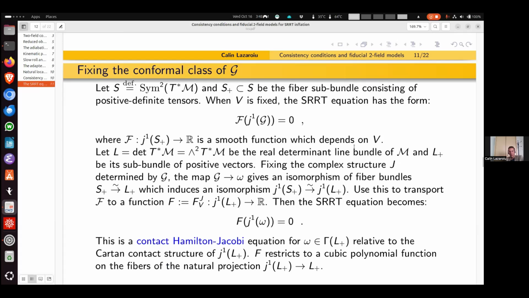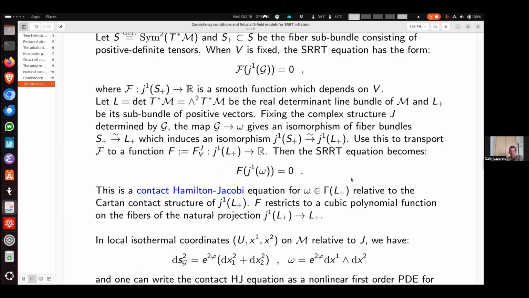So I'm going to consider the fiber bundle of positive definite symmetric tensors on M. So this is an open subbundle of the bundle of symmetric covariant two tensors on M. I call it S plus. When the scalar potential is fixed, the SRRT equation can be written as a geometric first order PDE for sections of S plus, right? Because G is a section of this S plus. It's a strictly positive symmetric covariant two tensor. So this takes a standard form of the geometric first order PDE for sections of S plus, which is F of J1 of G equals 0, where J1 of G is the first jet of this section. And F is a smooth function which depends on V, which I'm going to compute.